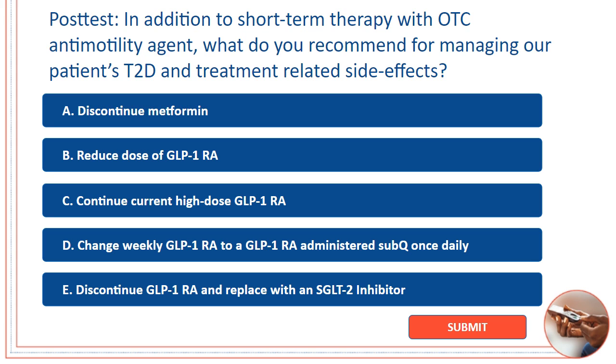So in conclusion, in addition to short-term therapy with the OTC anti-motility agent, and this should be short-term therapy, what do you recommend for managing our patients' type 2 diabetes and treatment-related side effects?